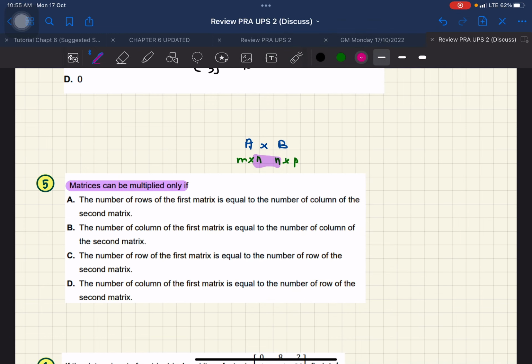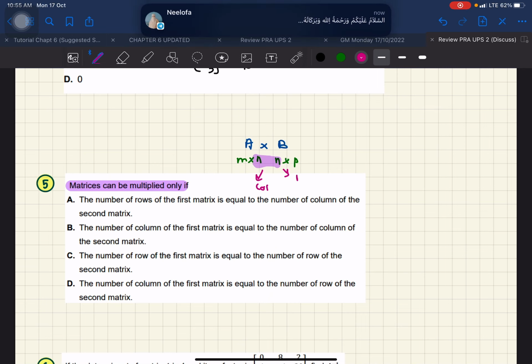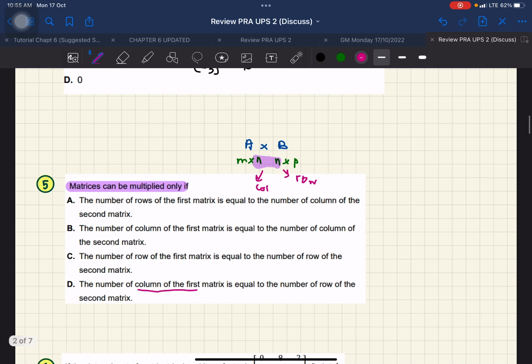Okay, so what is the first N? The first N is the column. Okay, and then the second N is the row. Okay, so column of the first equals to the row of the second. So column of the first equals to row of the second. So our answer is D.